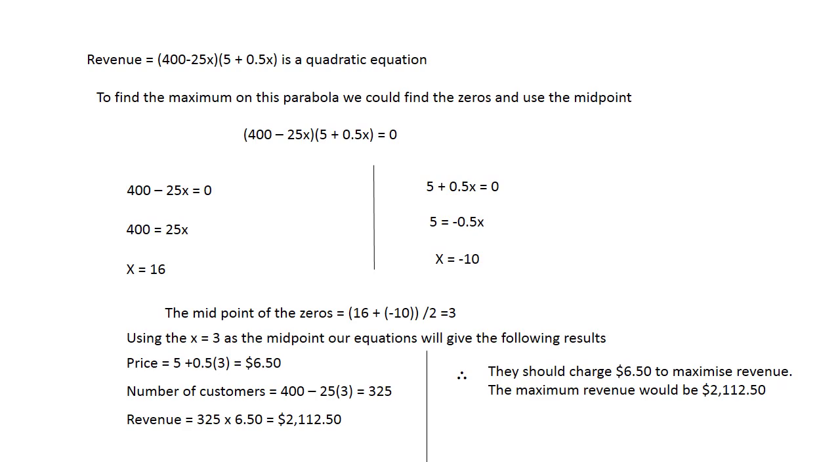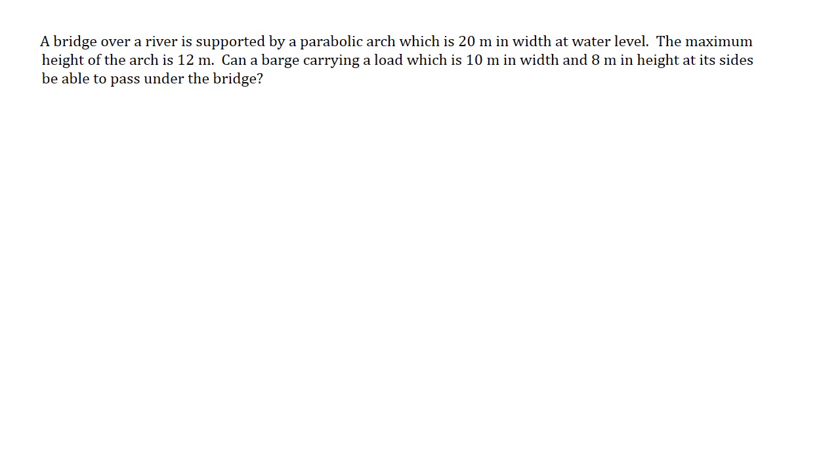Let's move on. This one says we have a bridge over a river, and it's supported by a parabolic arch which is 20 meters in width at water level. So in between the two ends of the bridge you have a 20-meter distance, and it says that the bridge gets up to 12 meters. The maximum height of the arch is 12 meters.